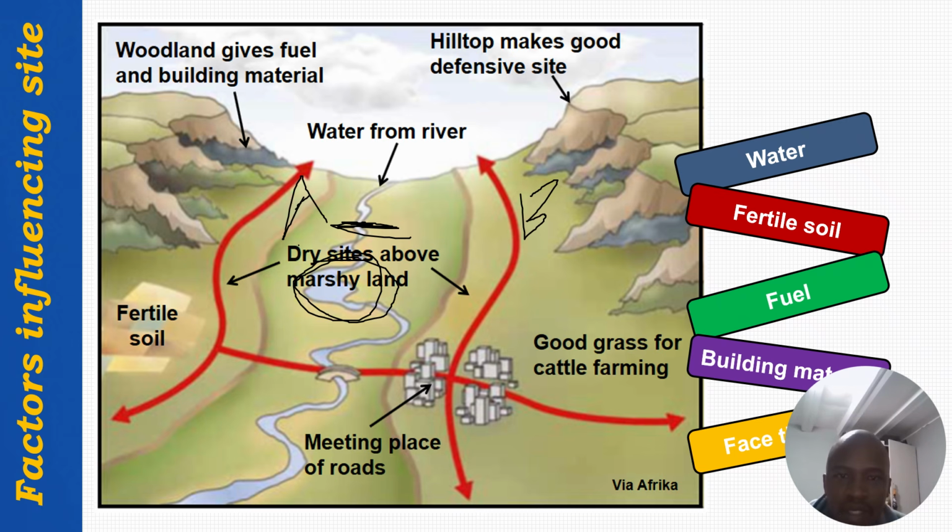And another side factor was relief, or topography of the land, right? You can see it says hilltops make good defensive sites. So some of the people used to locate at the top of the hill, right? They had the settlement at the top. This gives an advantage when there's maybe a war, okay? Because if you're at the top and someone is at the bottom, obviously the person at the top has an advantage, okay? So some of the side factors was relief or topography, for defense.